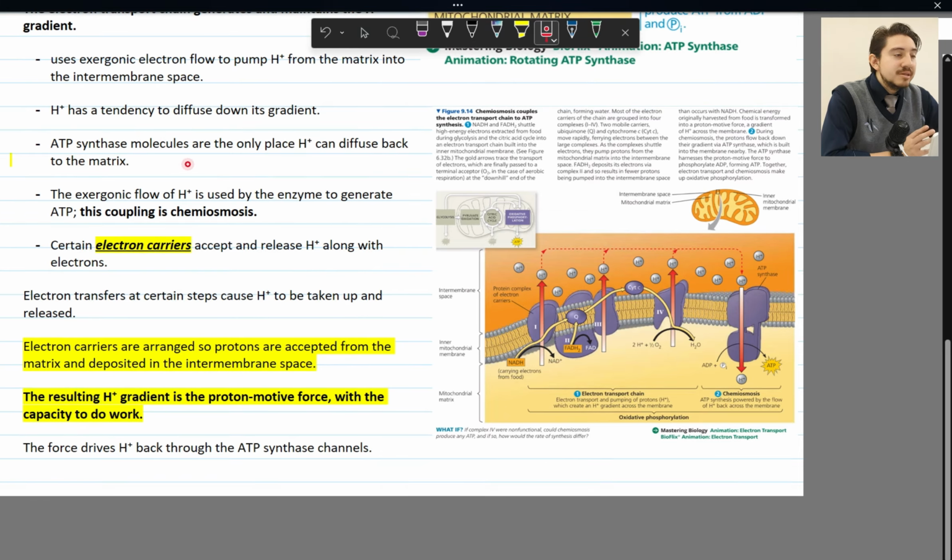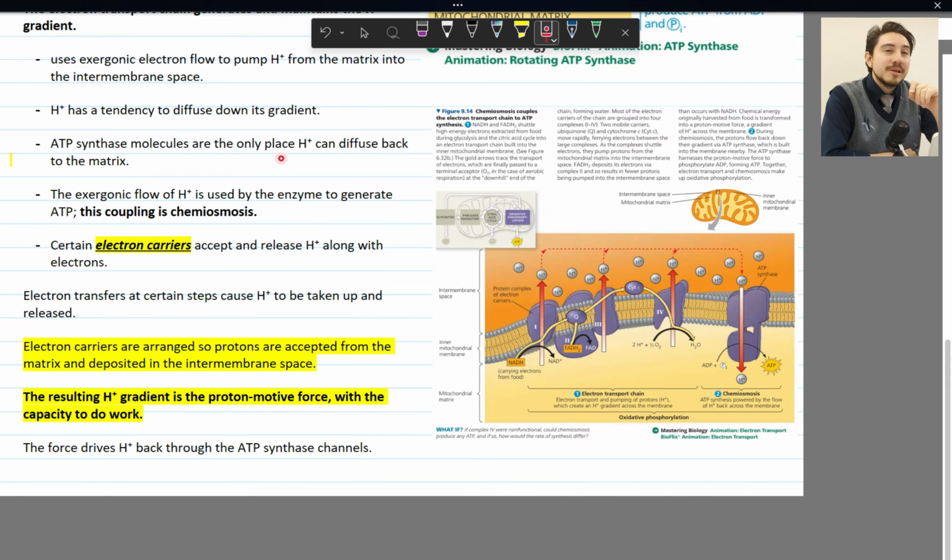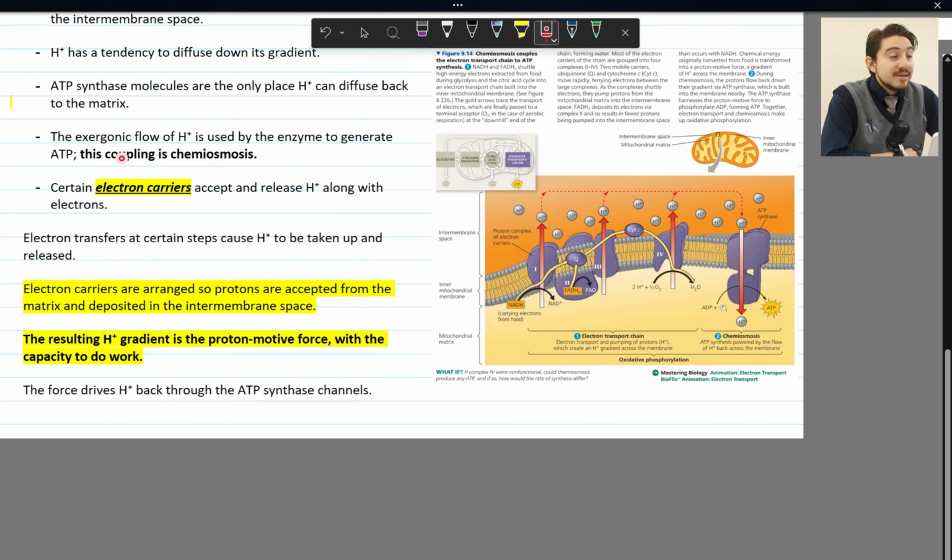ATP synthase molecules are the only place, and this is quite interesting and important, where hydrogen ions can diffuse back to the matrix. So they have to pass through this motor. This improves efficiency in creating ATP. The exergonic flow of hydrogen ions is then used by enzymes to generate ATP. So this coupling, this use of hydrogen ions to activate binding sites in this catalytic knob area, is chemiosmosis.